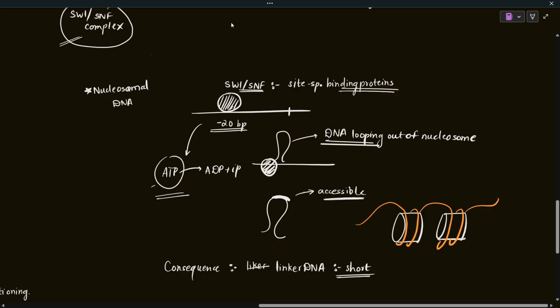So what happens is, due to this SNF complex, this DNA loops out. Okay, so this DNA is now looped out. So due to the looping of this DNA, the linker DNA becomes shortened. So imagine that you are pulling this thread from this direction. Okay, you are pulling it from here. So when you are pulling it, you're going to form something like this. So due to this looping out of DNA, this becomes short. Okay, so this is the major consequence of SWI-SNF working. So this is how SWI-SNF works.